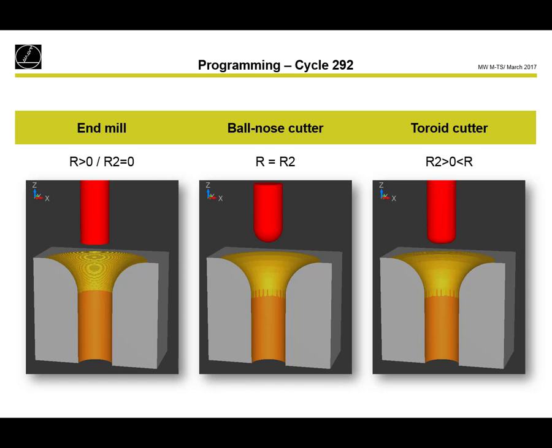For the end mill, also interesting, the control compensates the R2. So the corner radius of the tool will be automatically compensated. So you can do the same contour you see with an end mill without any corner radius, with a ball nose cutter where the radius is the same as the R2. And you can do the same machining also with a torus cutter where the corner radius is more than 0 but smaller than the radius. And the control will automatically compensate this radius.